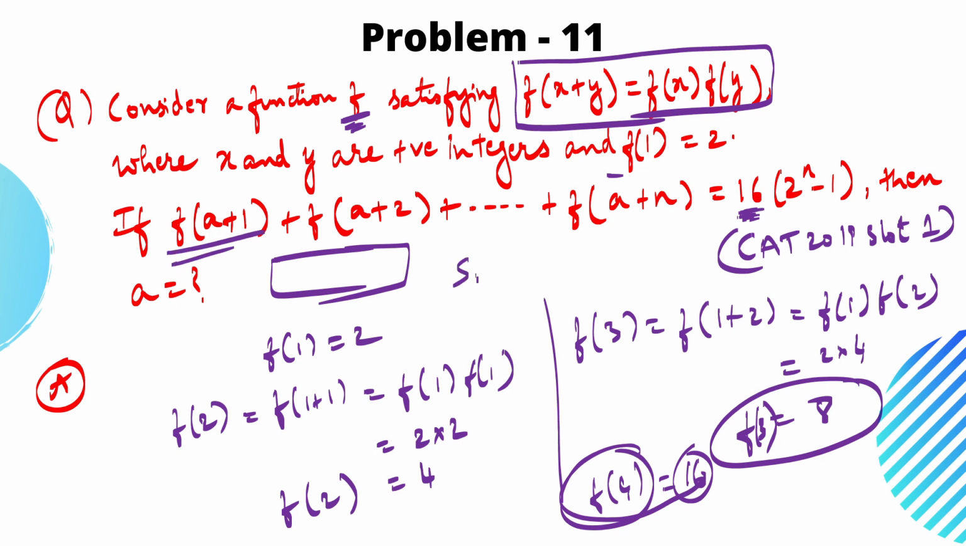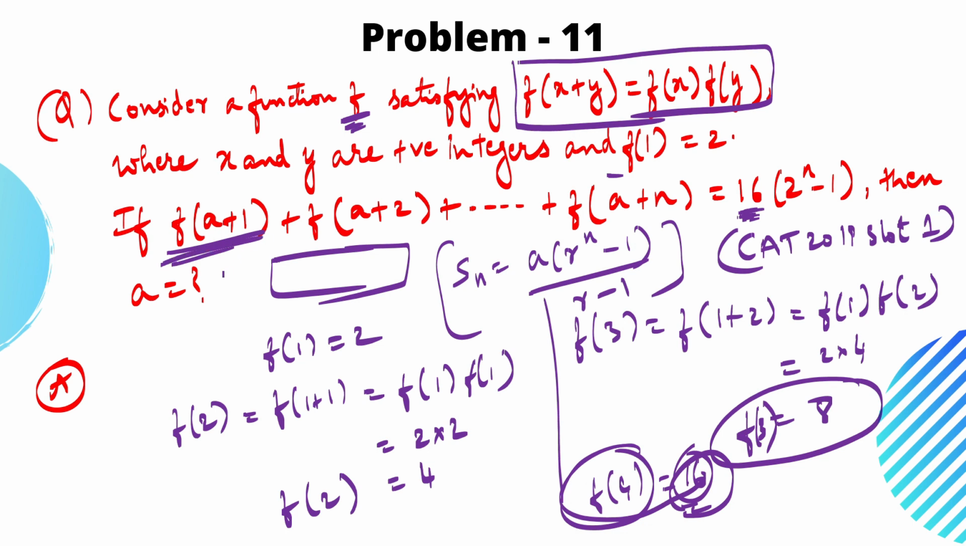Because we know that the sum of n observations is equal to a into r power n minus 1 by r minus 1. Alright, this r power n minus 1 refers to 2 power n minus 1 here. And this a here refers to 16, which is the first value. Here 16 refers to f of 4. So f of 4 must be equal to f of a plus 1. Then only we can say that f of a plus 1 is 16, the first value.